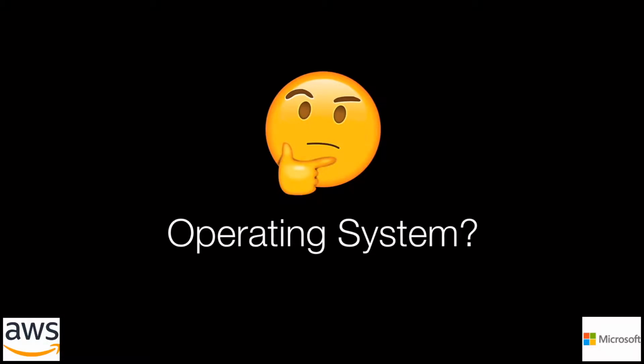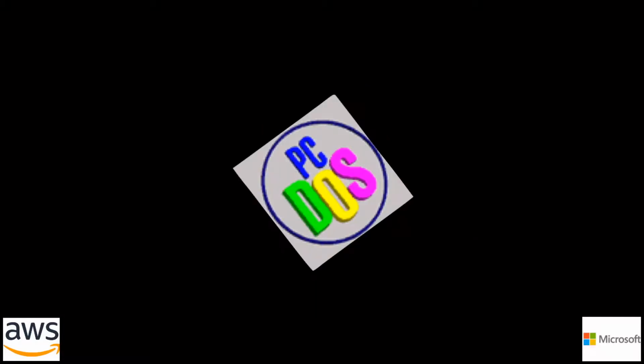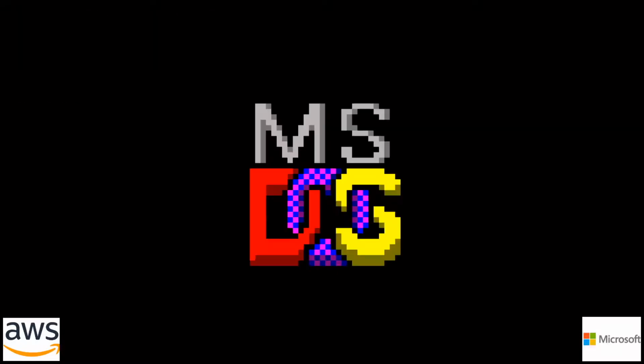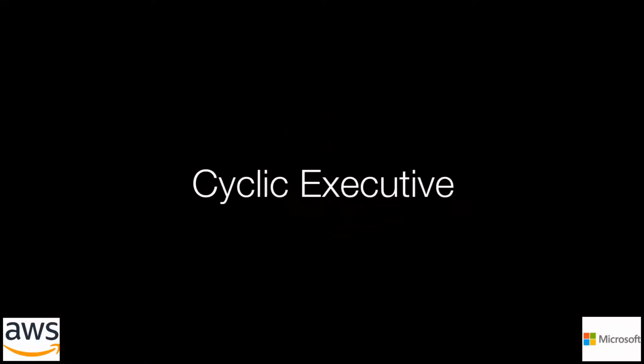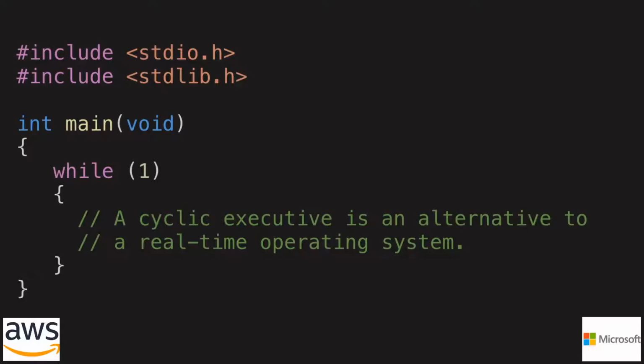But what kind of operating system did this thing run? Was it PC-DOS that was popular in the early 80s or maybe MS-DOS? No, it had no operating system at all. It used something called a cyclic executive, which in code is very much just an infinite loop. It's an alternative to a real-time operating system, and this is how all of the rover's functions were implemented in C. But does it run Doom? Well, I'm afraid not. We just don't have enough MIPS for this thing to run Doom.